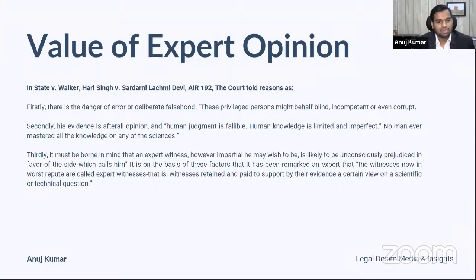Obviously he will take the side of the person who is paying him, and there can be a chance of corruption, undue influence, and human error. It is based on these factors that the witness is demarcated as an expert. If we see the condition of the Indian courts, it is very easy to find experts. You can find a handwriting expert and other experts, and you can also find false witnesses very easily. That is how the court gives more importance to substantive evidence as compared to expert opinion, and this is how the value of expert opinion stands.